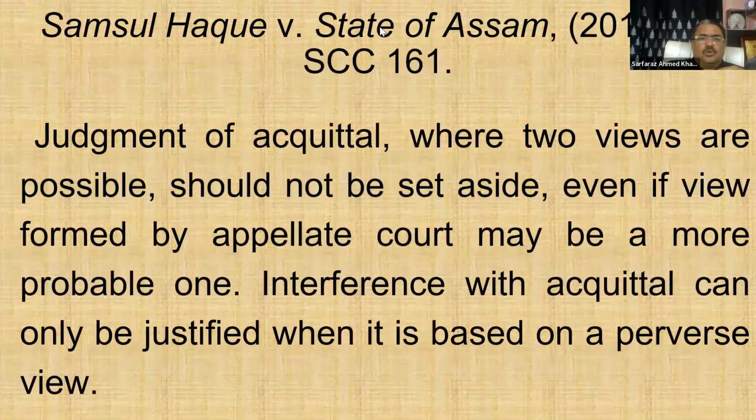There is another case called Samsul Haq versus State of Assam. And Supreme Court says a judgment of acquittal, where two views are possible, should not be set aside, even if the view formed by the appellate court may be a more probable one. Interference with the acquittal can only be justified when it is based on a perverse view. So, the trial court giving a conviction on the basis of evidence is one thing, and the appellate court going against the acquittal on the ground that both views can be taken is another. Now, when there is a possibility of both views, it impliedly means that the case has not been proved beyond reasonable doubt, and in criminal cases, we require proof beyond reasonable doubt. And accordingly, if there is a reasonable doubt, then the accused is entitled to get acquittal.